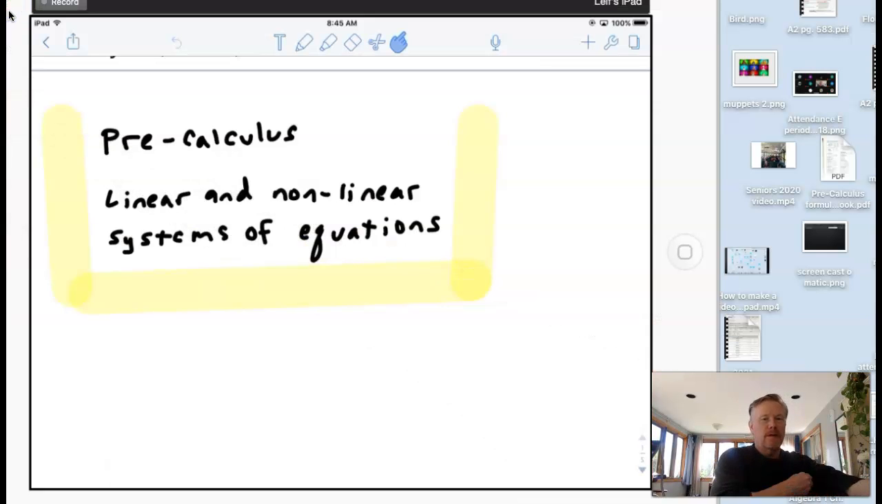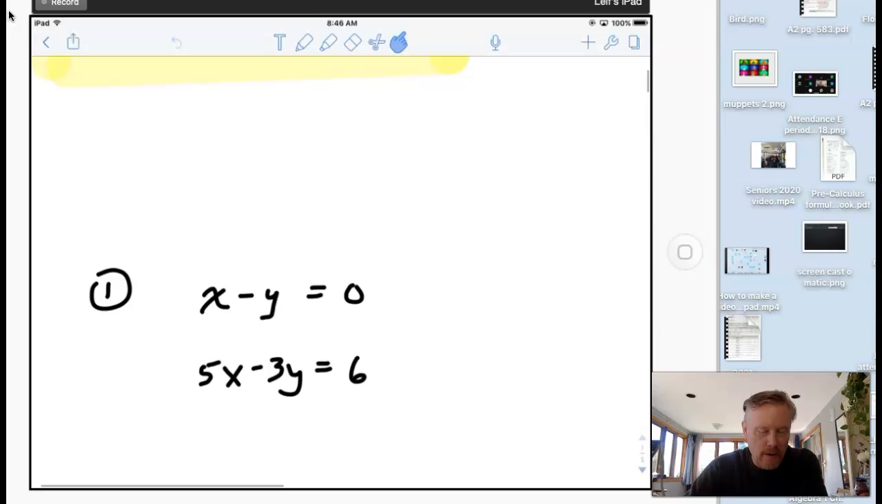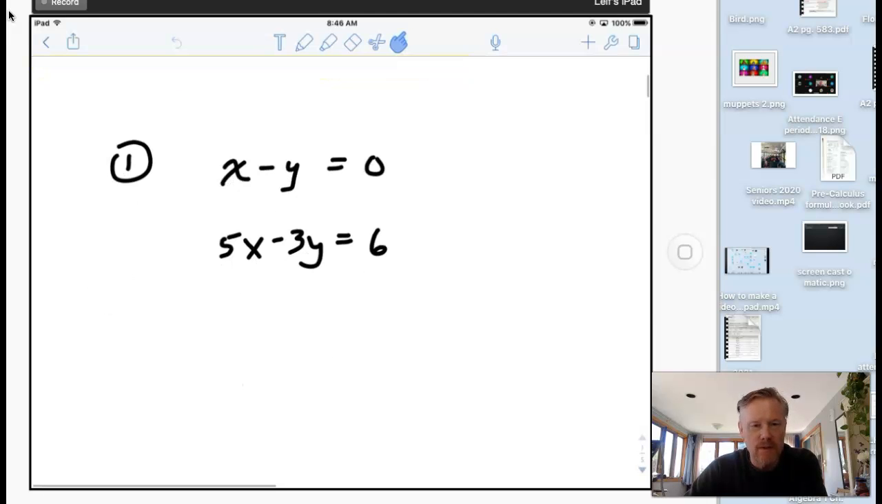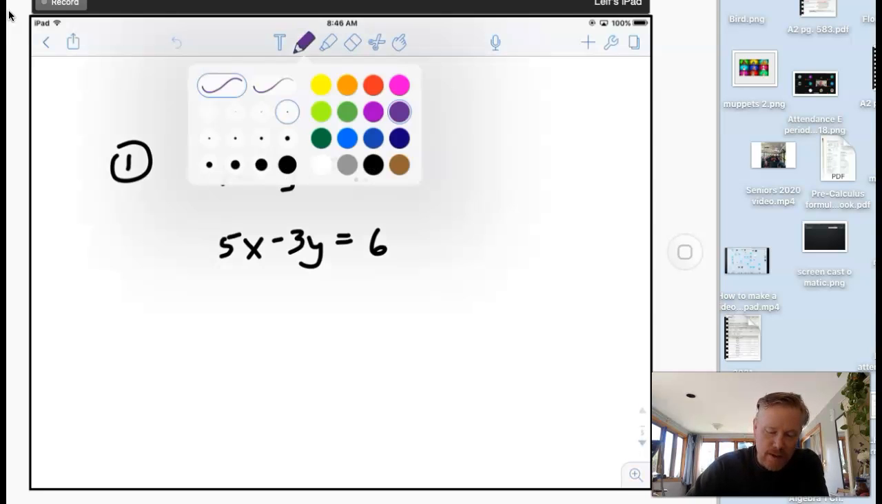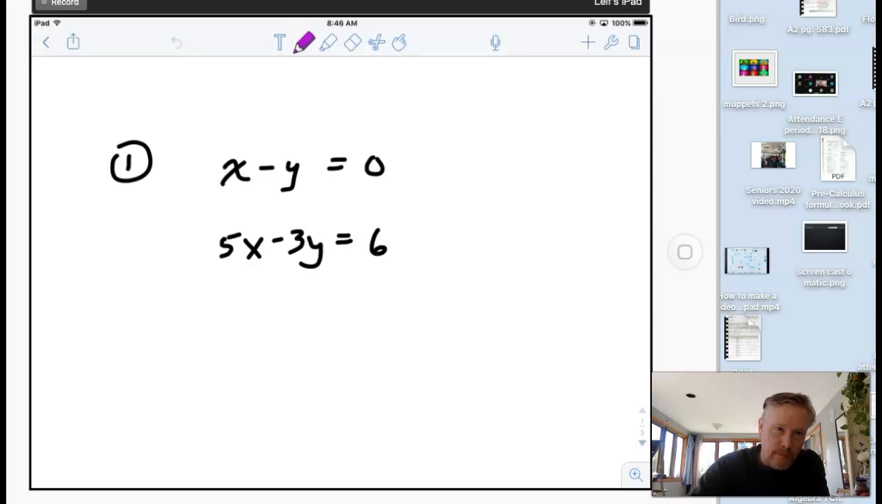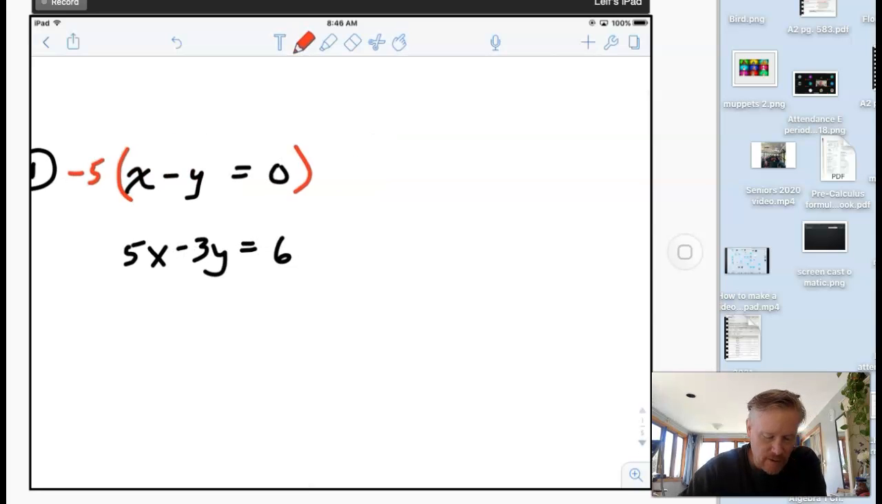Okay, good morning. Today, for pre-calculus, I'm going to be looking at linear and nonlinear systems of equations. You should remember these from Algebra 1 and Algebra 2. This is a basic linear system, which means I want either the x's or the y's to cancel out. If, for example, I took this top equation and multiplied it by -5, I'd get -5x and +5x, and they would cancel out.